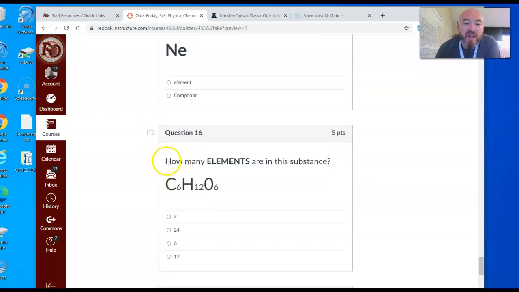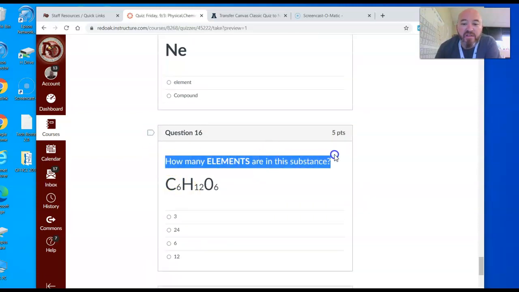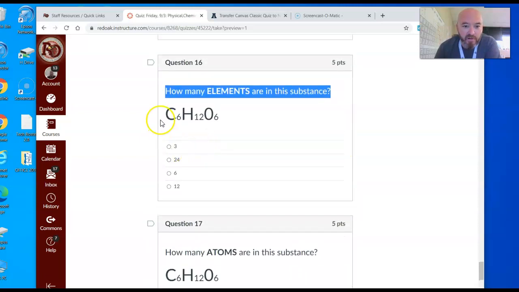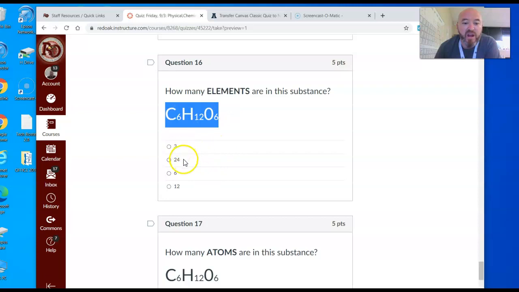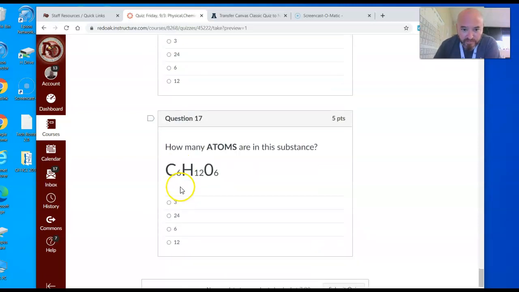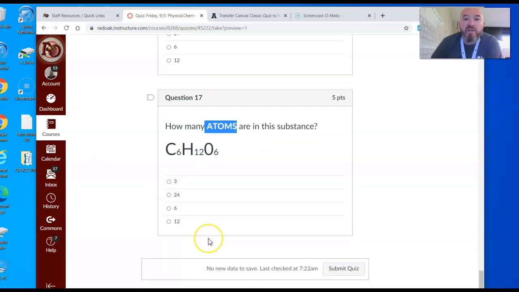Question 16, how many elements are in this substance? Count your capital letters. C6H12O6, are there 3 elements, 24 elements, 6 elements, or 12 elements? Question 17, how many atoms are in this substance? Remember, we're looking for atoms now. C6H12O6, are there 3 atoms, 24 atoms, 6 atoms, or 12 atoms?